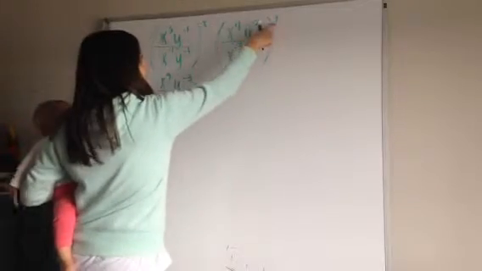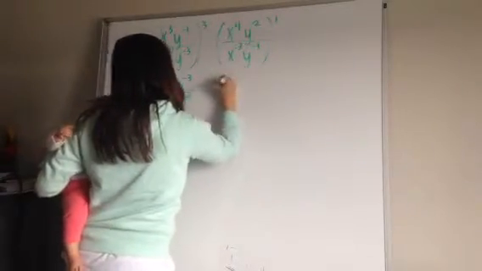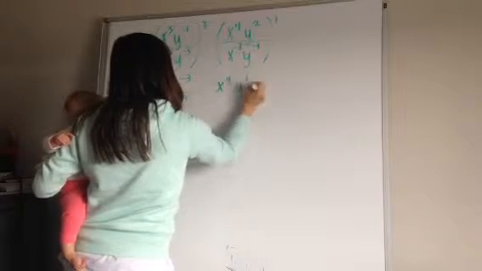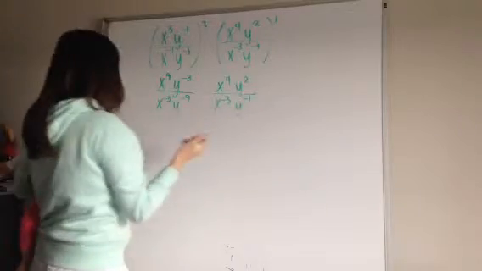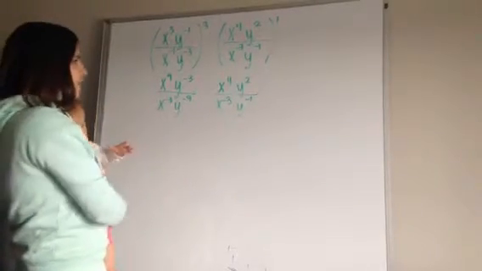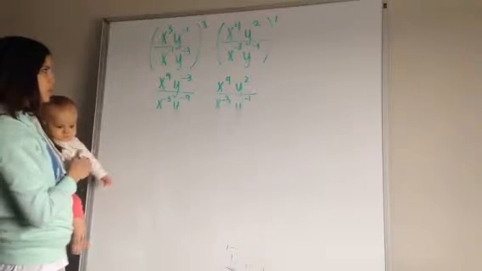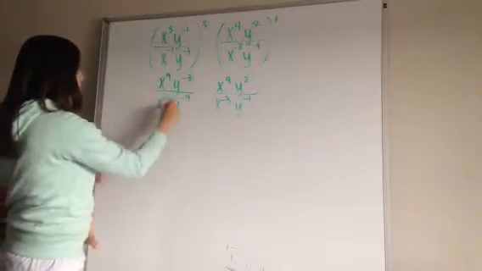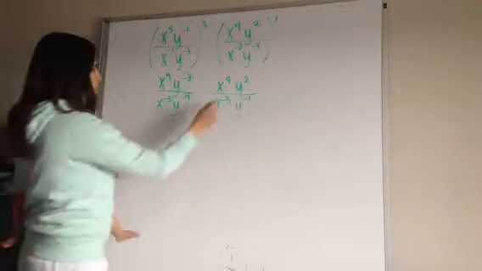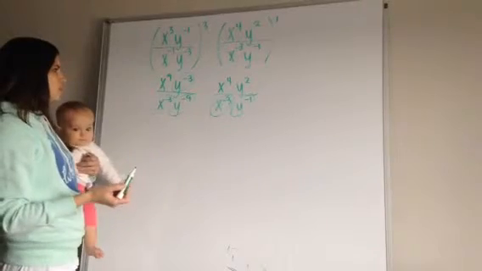Okay, now if this is to the power of 1, that means nothing changes. So x to the fourth, y squared, all over x to the -3, y to the -1. Okay, now for anything that has a negative exponent, we're going to need it to switch locations. So this guy needs to move, this guy needs to move, this guy needs to move, this guy needs to move, and this guy needs to move.